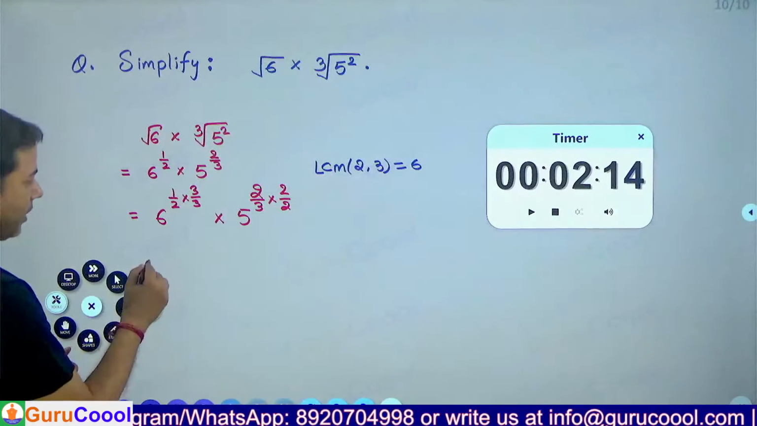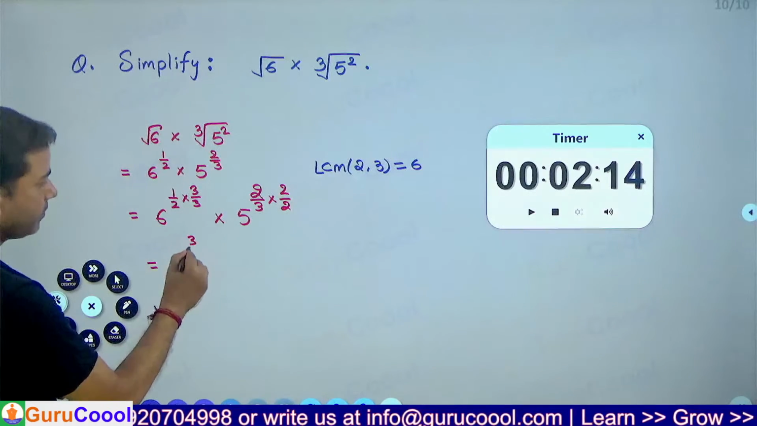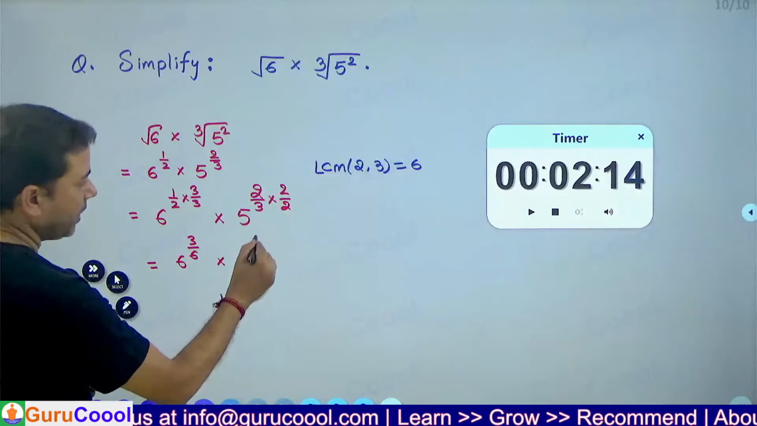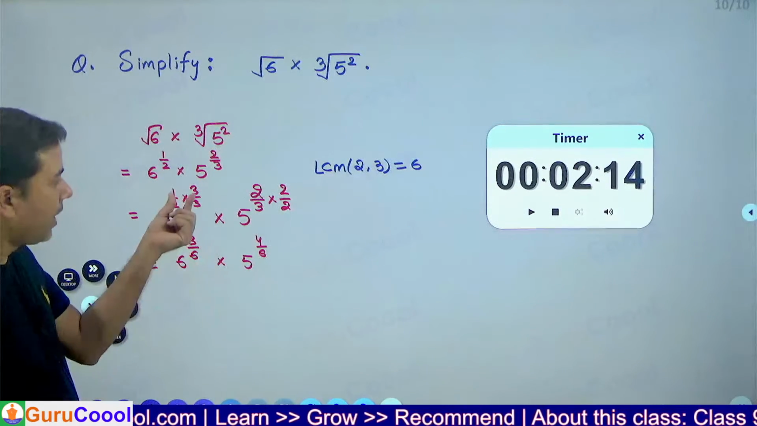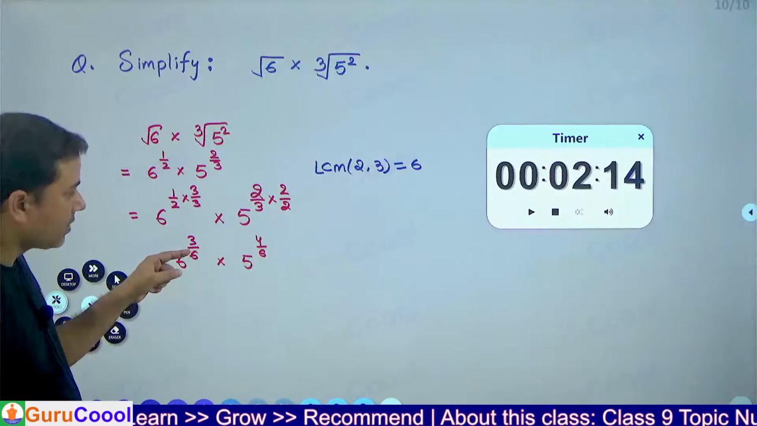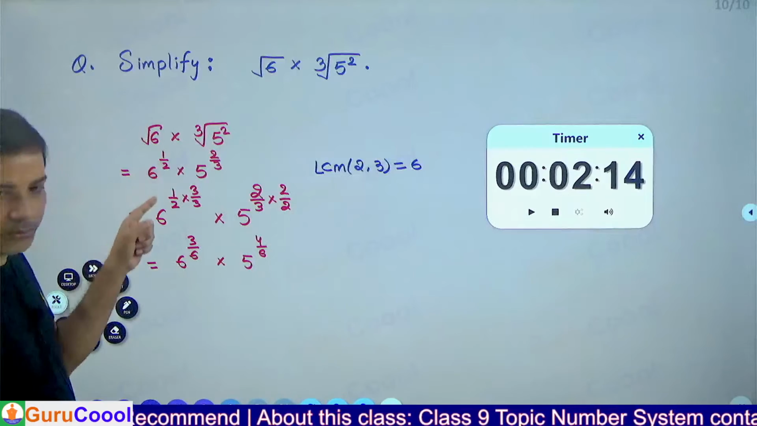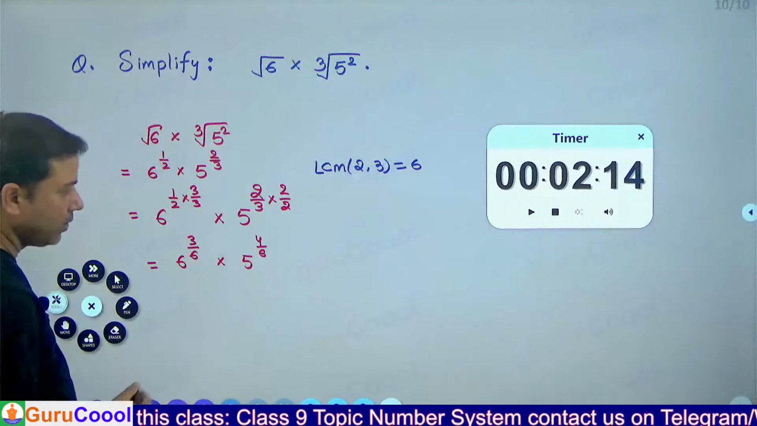So further it's going to be 6 raised to the power 3 by 6. And the second one is 5 raised to the power 4 by 6. I'm not going to simplify, remember. I have multiplied and got this. If I simplify, if I cancel out, I'll get back to the previous step, 1 by 2. I don't want to go back. I want to go ahead. Now their denominators are the same.